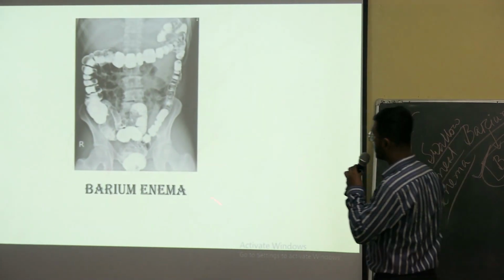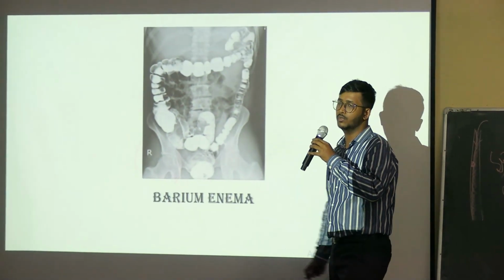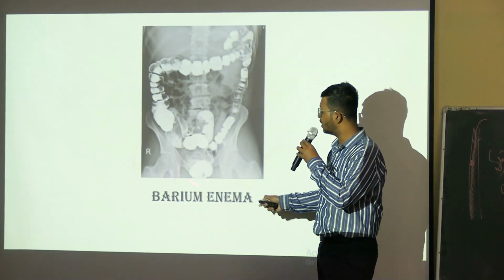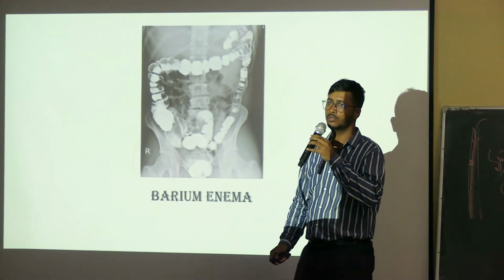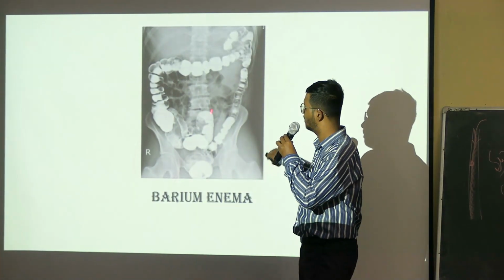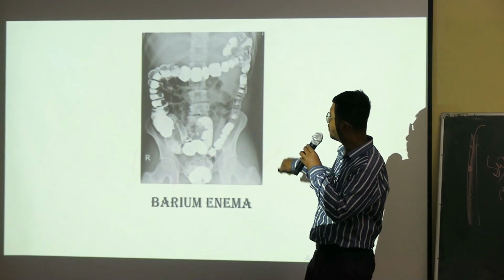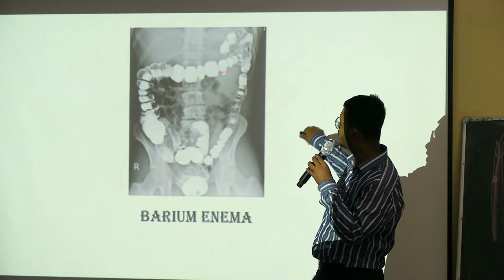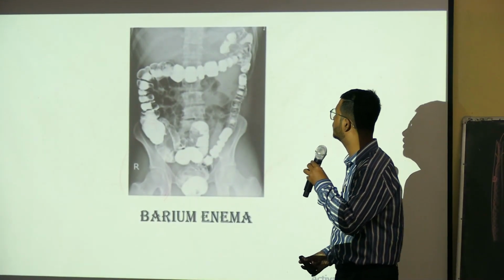Now this is barium enema. It is different from barium swallow and barium meal because it is given through the rectal route. Okay. It is given through the rectal route, so it is known as barium enema. What is the function of barium enema? We can picturize the large intestine. Okay.